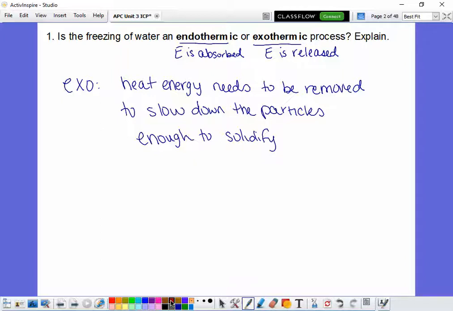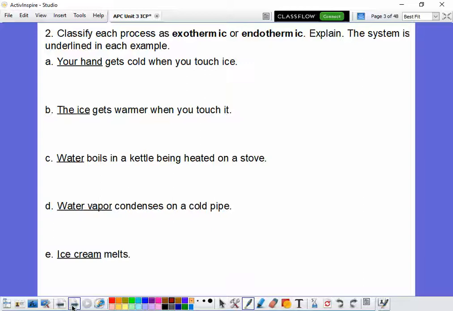Okay? So, in number 2, we are classifying each process as endo or exo. But I've already told you what the system is. The system is underlined in each example. So for this, you're identifying, in terms of the system, is it endo or exo? So if it's endo, that means the system will be gaining energy, and if it's exo, the system is losing energy. Let's do the first one together.